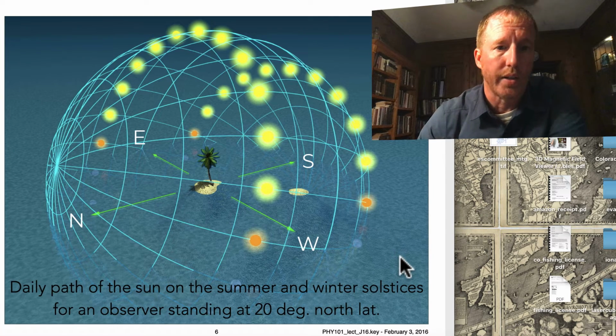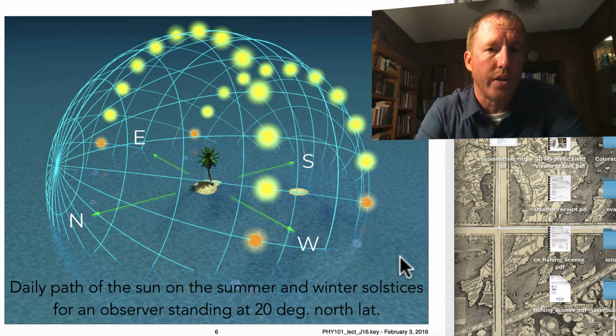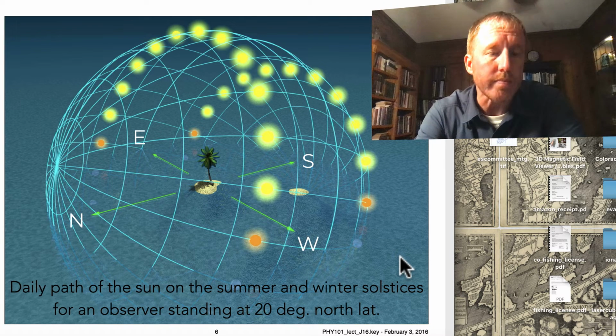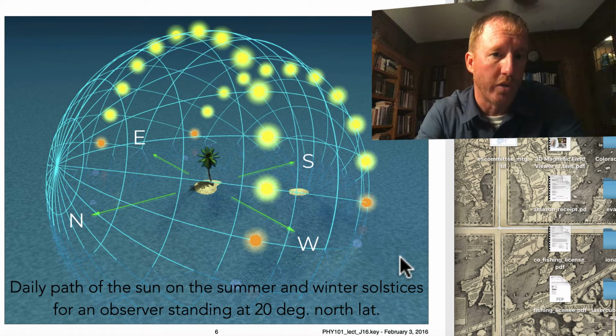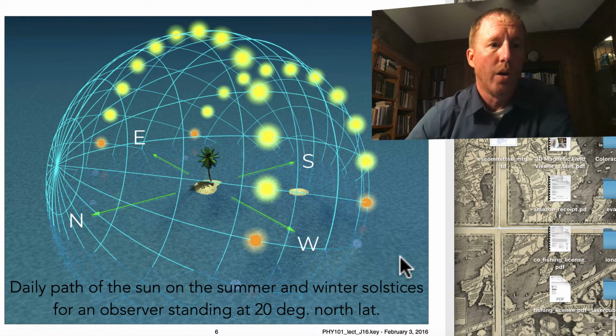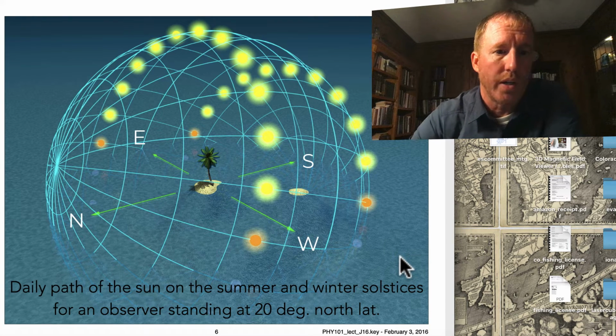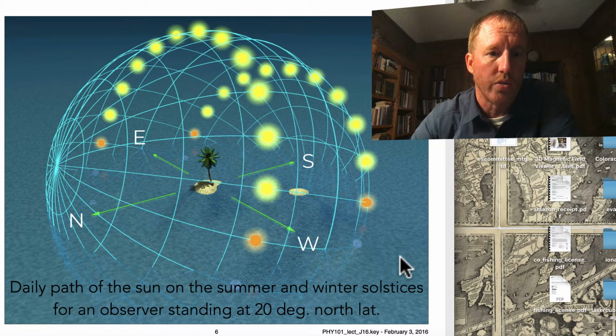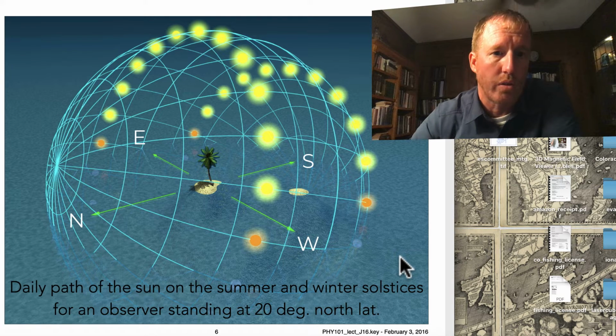Let's go to the next slide. Now, this is the same situation, but instead of an observer who's standing right on the equator of the Earth, like in Quito, Ecuador, he's standing at about 20 degrees north latitude. So this might be somewhere in Mexico, or on an island just off the coast of Mexico, as is indicated by this little sandy island with the palm tree on it. Once again, this is showing the daily path of the sun on the summer and winter solstices for the observer standing at 20 degrees north latitude.